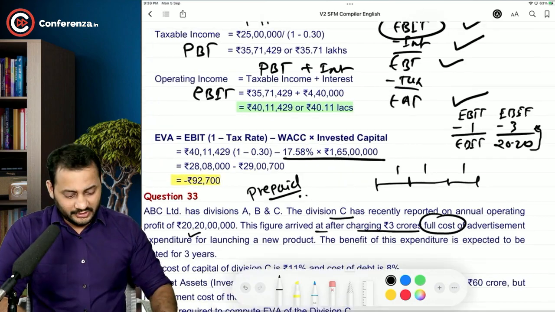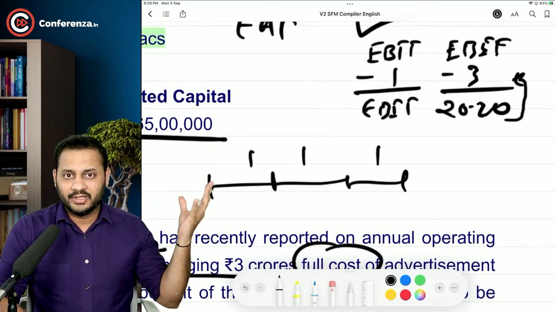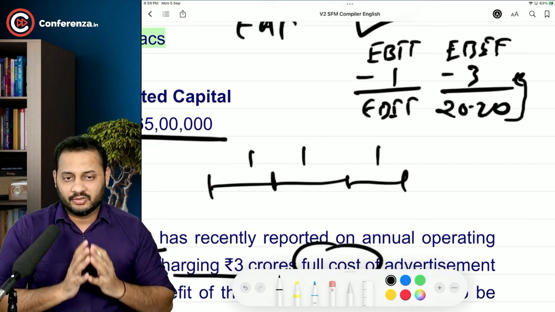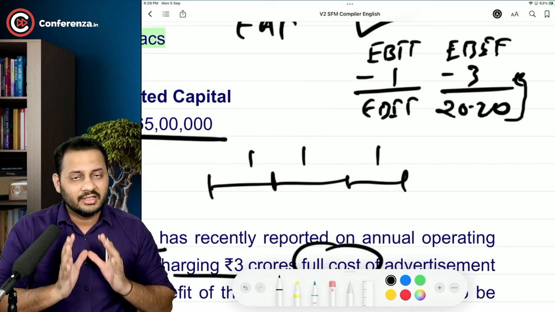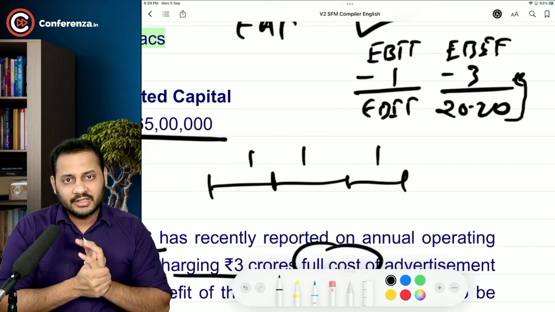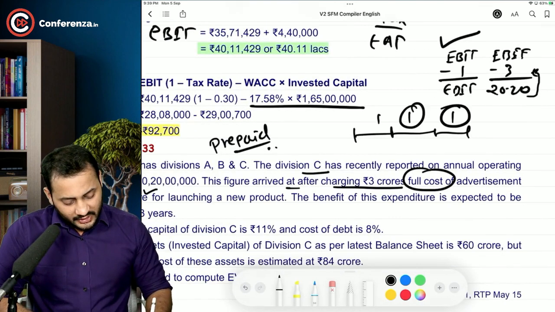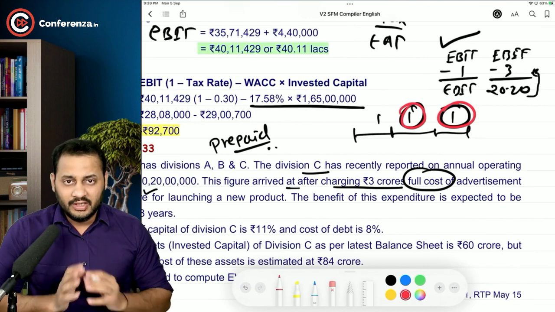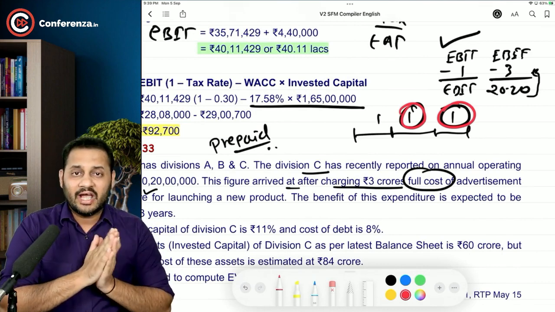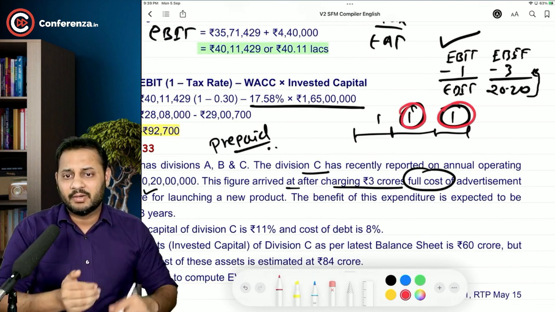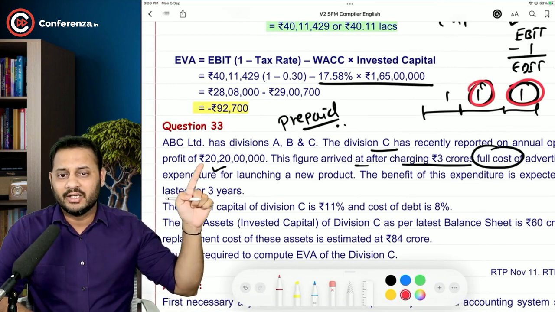1 crore is real, right? 1 crore should be deducted for the first year because it is relevant for that year. So we should deduct that. So 2 crore is the only figure which should not have been deducted, and that's why we will add it back. So it will be 22 crore 20 lakhs.